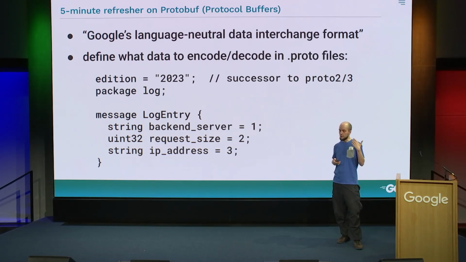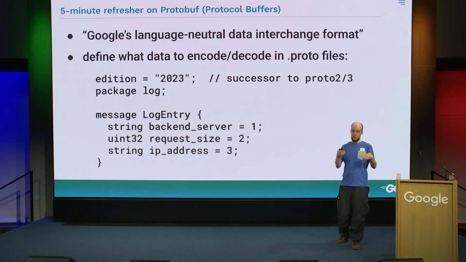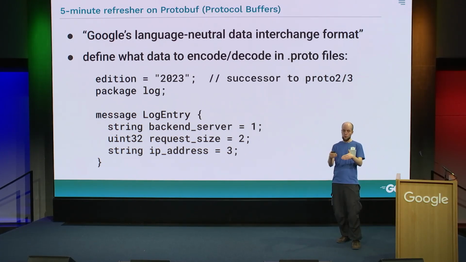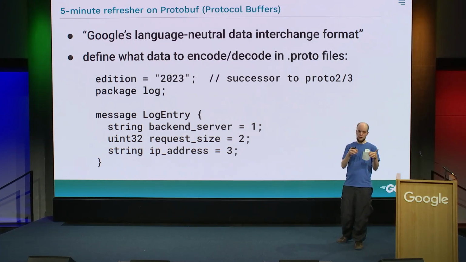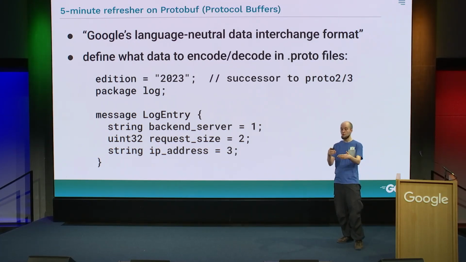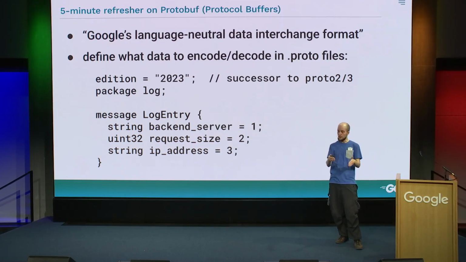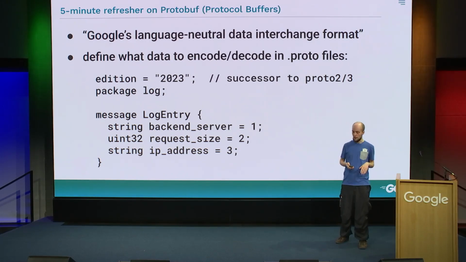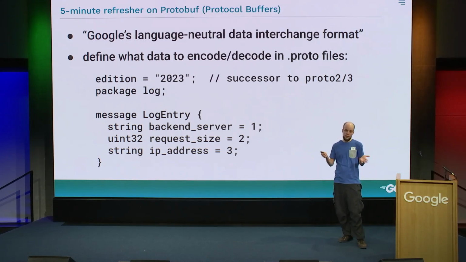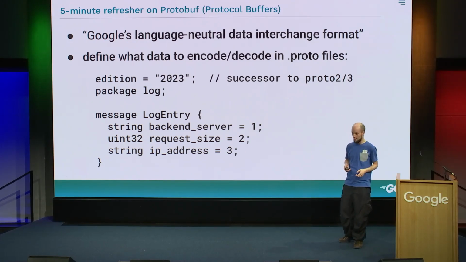And the big thing about the editions is that everything that an edition can change is codified in features, and we can automatically migrate from, let's say, edition 2023 to edition 2024 without changing behavior by just hard-coding the options that you need into your proto file. So this is a very nice, smooth migration path over time. For now, let's just remember that edition 2023 is the new way to start a proto file.